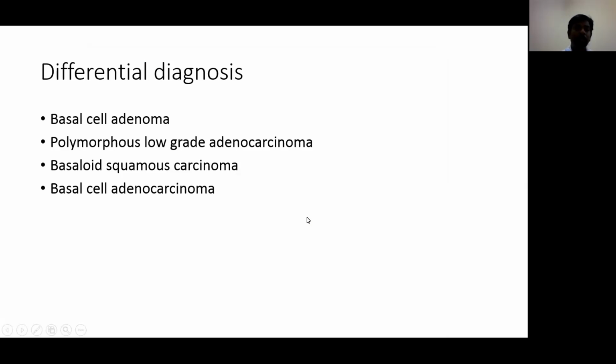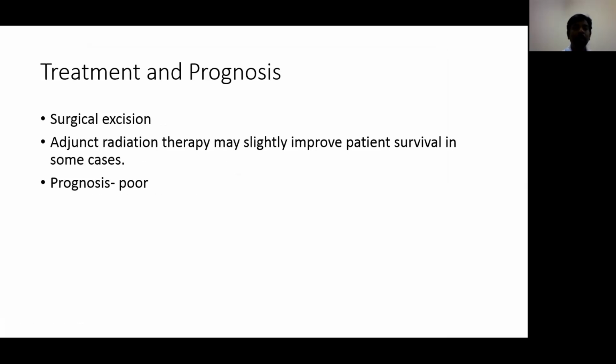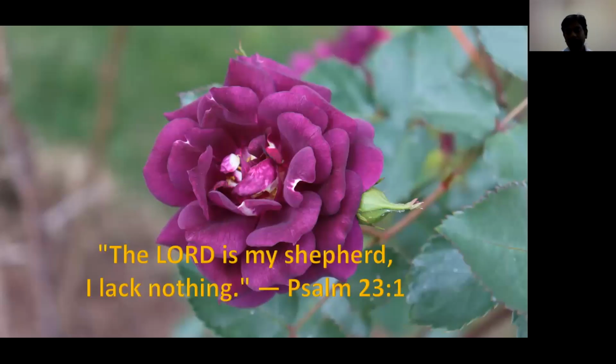Okay, differential diagnosis comes here: basal cell adenoma, polymorphous low-grade adenocarcinoma, basaloid squamous cell carcinoma, basal cell adenocarcinoma. All this comes under the differential diagnosis. Treatment is surgical excision. Overall, the prognosis is poor. Okay. So that's the end of the salivary gland neoplasms.